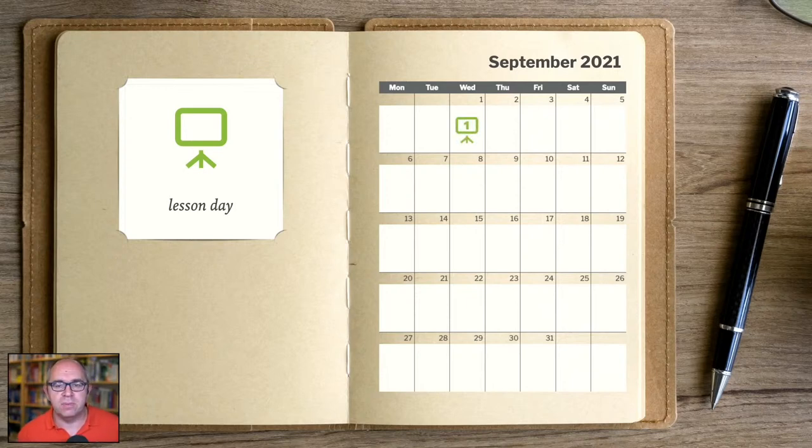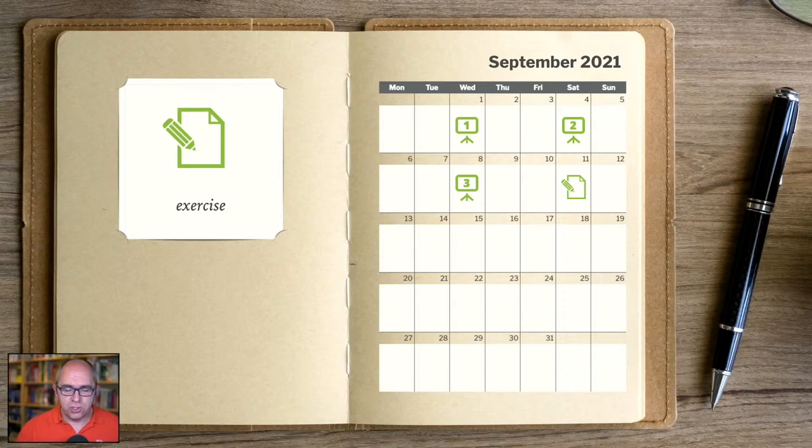So on the 1st of September, tomorrow, we'll get a lesson. There will be a lesson available for you tomorrow. And then on the 4th, you've got a second lesson. And on the 8th, you've got your third lesson. So lessons 1, 2, 3 on the 1st, the 4th, and the 8th of September. And then we take a little break. On the 11th, we do an exercise. So there's a short break between those lessons. And then we're back to two more lessons on the 15th and the 18th.